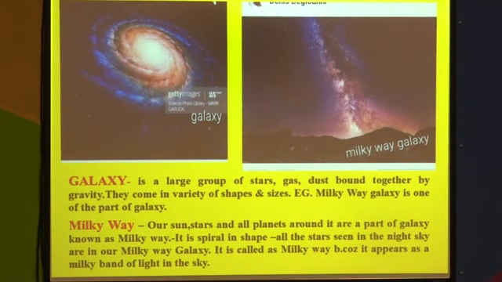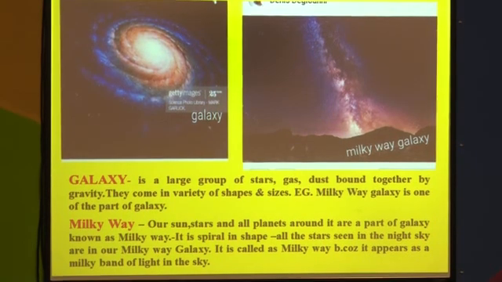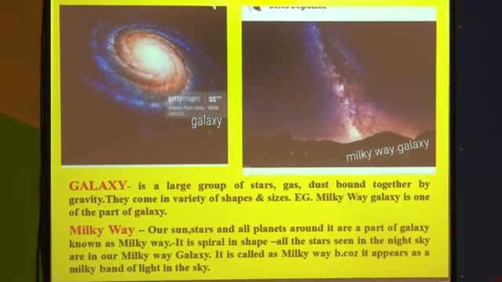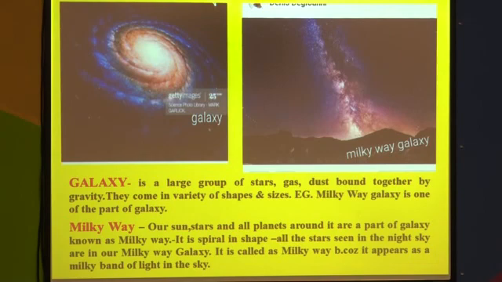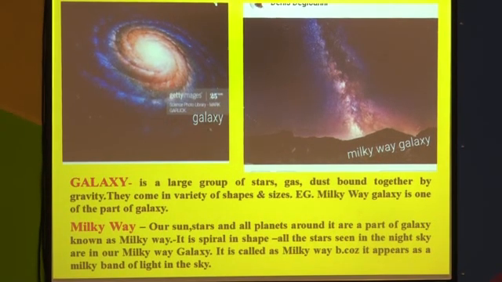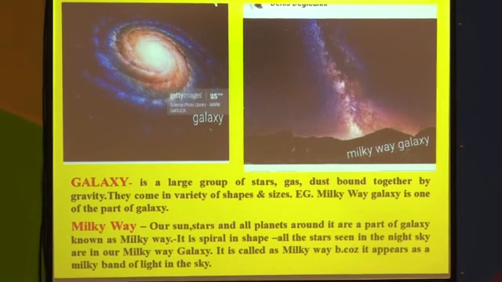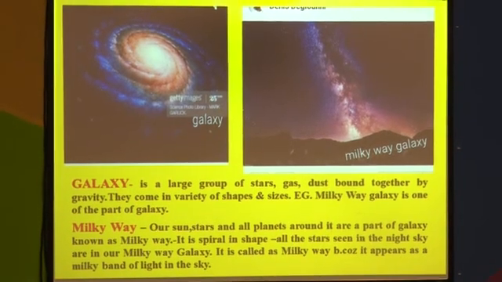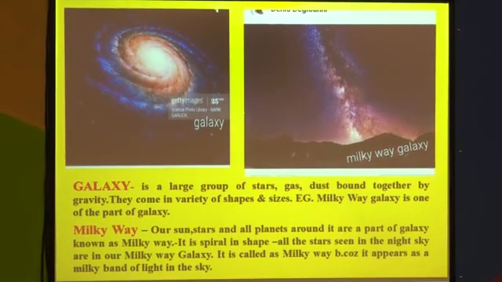Next topic, children, we have seen the Milky Way galaxy. The galaxy to which we belong is called the Milky Way or Akash Ganga. Like the sun, stars and all planets that go around it are a part of a galaxy, and our Milky Way is a part of the universe, and there are so many galaxies like this in the universe.